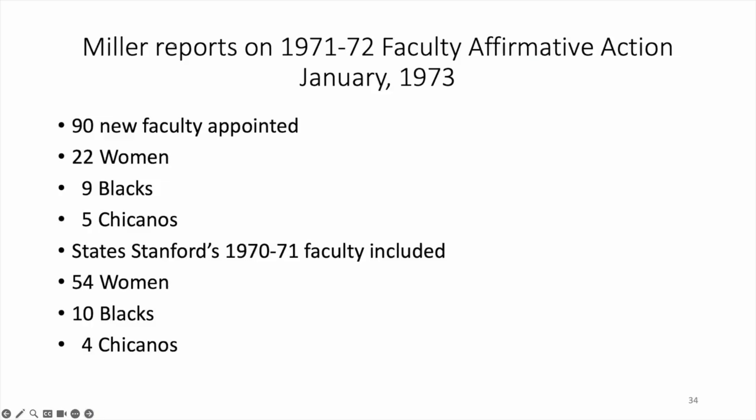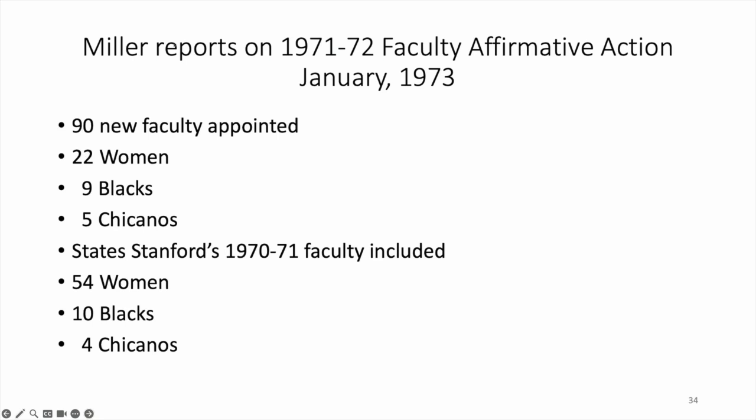But I want to stress that those faculty appointments didn't result from the central administration. They resulted from the faculty searching and finding these people. It was the faculty who did it. The following January, Bill Miller gave a report on affirmative action, and things had gotten even better by then.